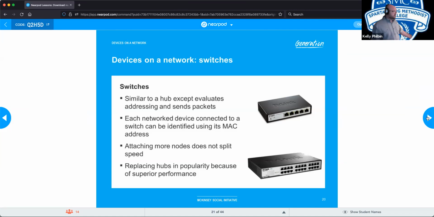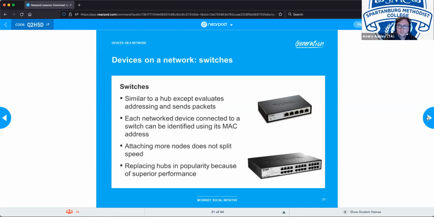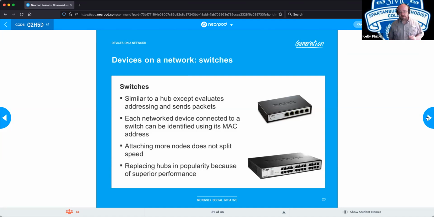Now, since switches operate off of MAC addresses, they are more sophisticated than the hub. MAC addresses operate off of the data link layer, so it is a layer 2 device. For the most part, switches are layer 2. There are cases for layer 3 switches. I don't think they get into that with 1001.